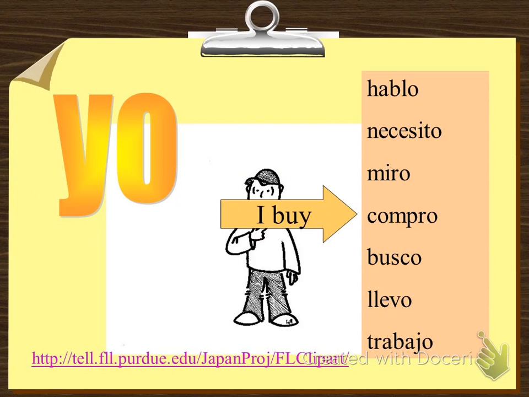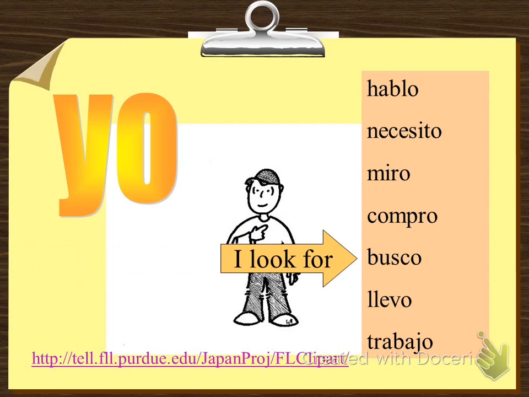So keep in mind always who is doing the action. So I, in this case, buy. And that's why you don't always need your subject pronouns in front of the verbs, because the ending of the verb already tells you who's doing the action. Okay? All right, so busco, I look for. And don't confuse buscar with to look at. So to look at, mirar, to look for, buscar.